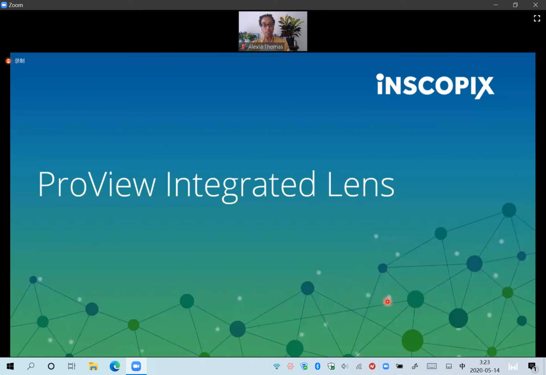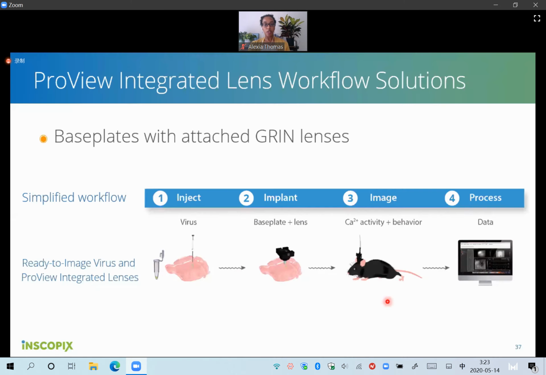So the other one I wanted to talk about is the ProView integrated lens. It's the product we announced in the last SFN, which feels right now a bit of a lifetime away. But the key aspect to define it is base plate with attached GRIN lenses. And if you look at the overall step, the only part you need is virus injection, then implantation. The implantation basically combines both the lens implantation and base plating.